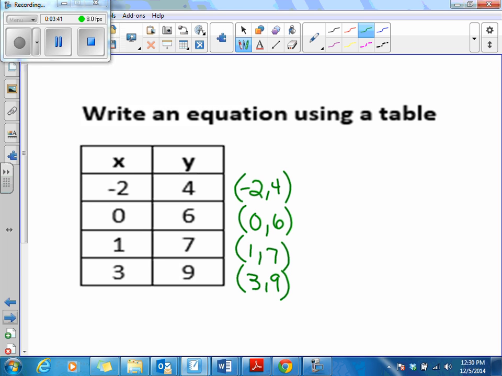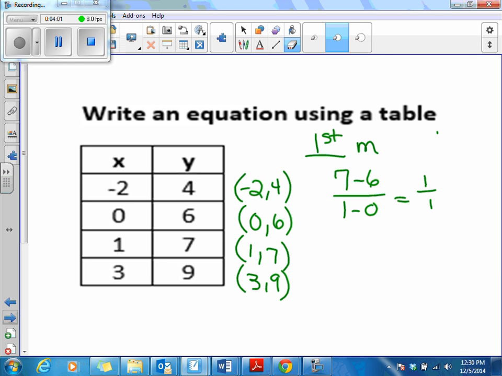The first thing that we're going to do is calculate slope. I'm going to find m. All right, so I'm just going to use 2 ordered pairs. It doesn't matter which 2 I choose. I'm going to do 7 minus 6 over 1 minus 0. And that becomes 1 over 1. So I know that my slope is now 1. I have a slope of 1.